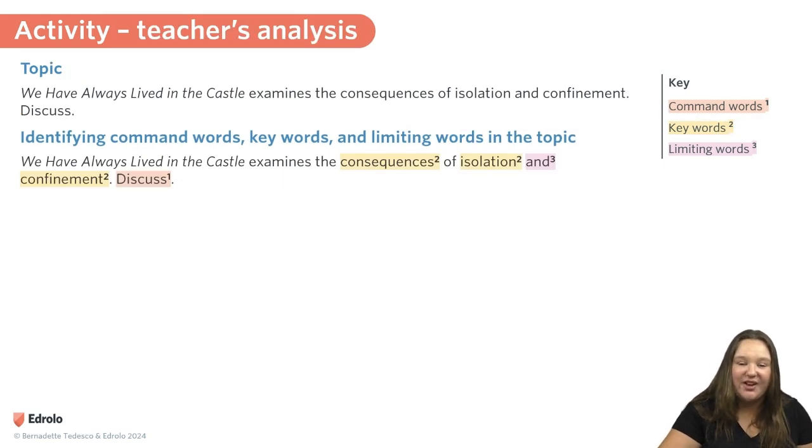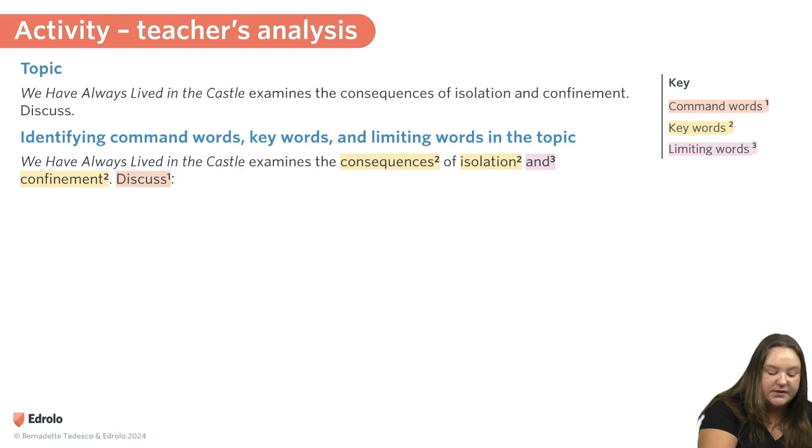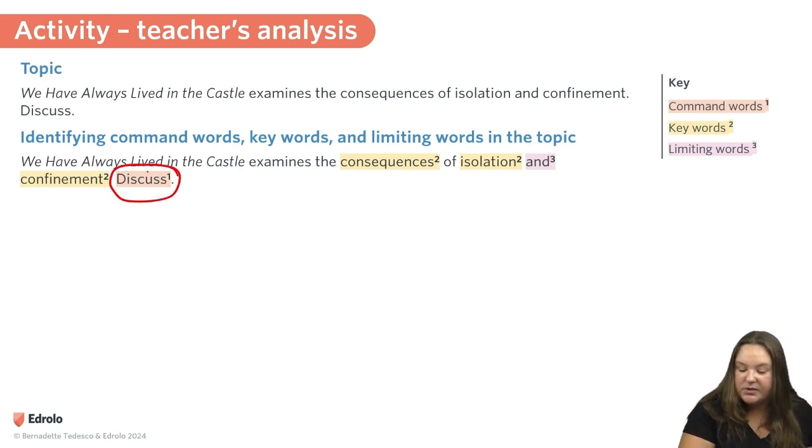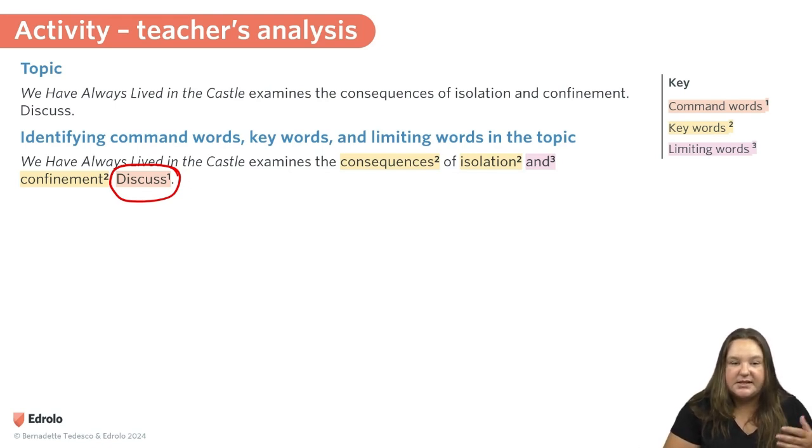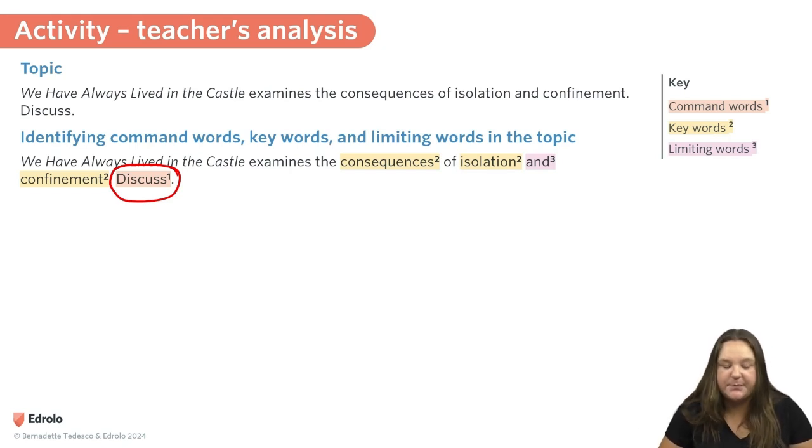Okay, how'd you go? Hopefully you were able to identify the following. For the prompt, We've Always Lived in the Castle examines the consequences of isolation and confinement. Discuss. The most obvious one that you hopefully found straight away was the command word, discuss. And remember that that word is asking you to look at this prompt from a range of angles. So what are the range of ways that isolation and confinement have a variety of consequences?